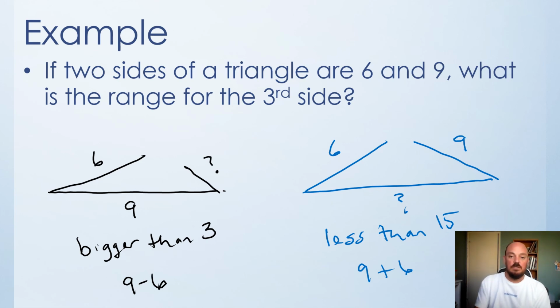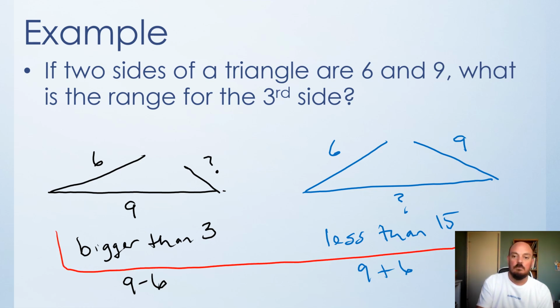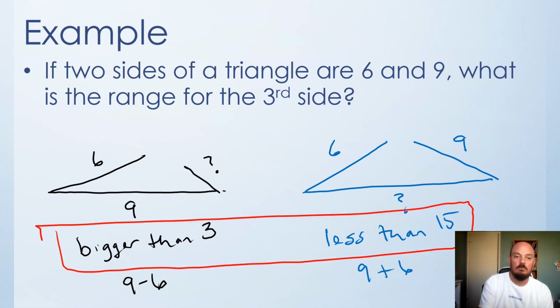So final answer is basically those two things together. In order to make a triangle, if two of the sides are 6 and 9, the third side has to be somewhere between 3 and 15. If it's less than 3, it won't reach. If it's greater than 15, it won't reach. So that's a way I can put a little twist on that question. So it's not just a simple yes or no, it's a, hey, here are two sides. Tell me what the third side could be.